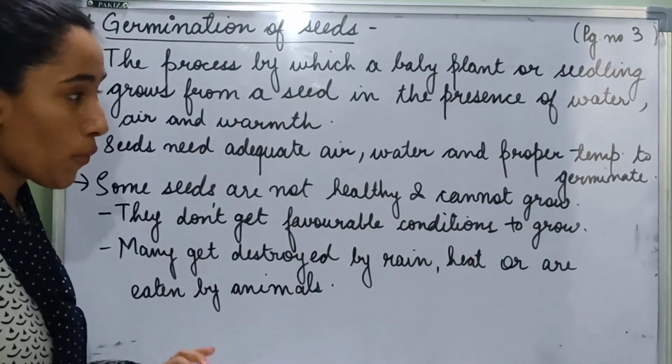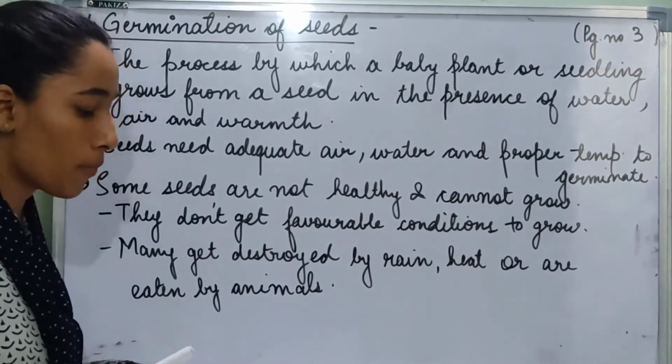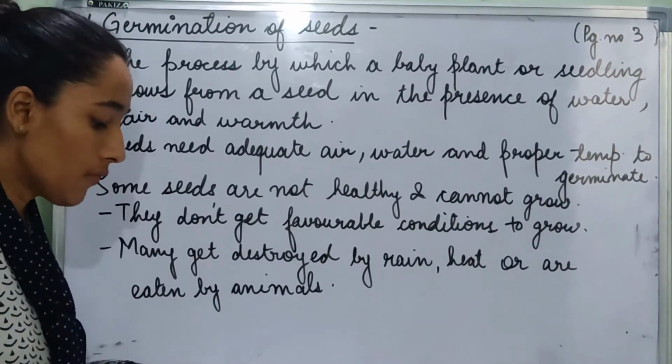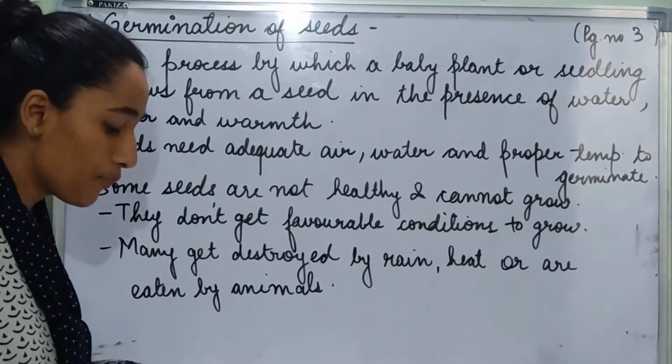So first of all, open page number 3 of your books, so that we can revise this topic also. And be ready with your pencils. So we will start on page number 3, germination of seeds.